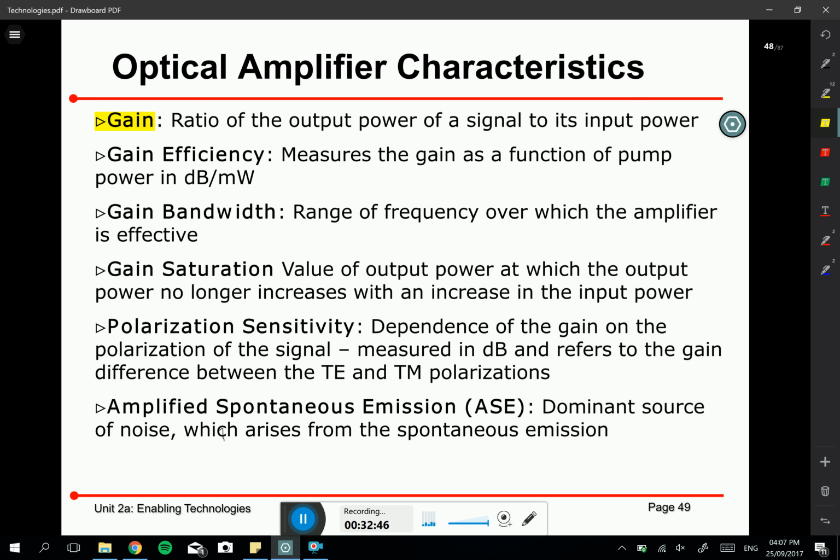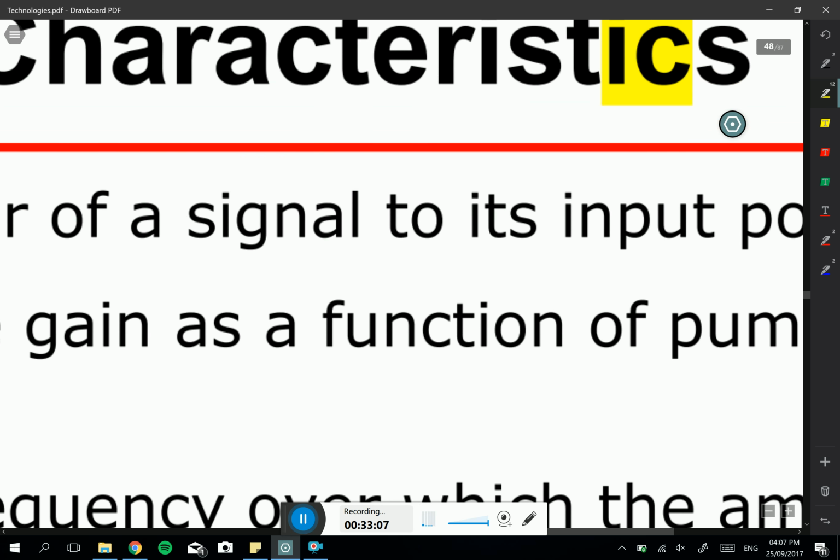I have a signal arriving with power small p. I have my amplifier. In output, I have the power G multiplying P. G obviously is the gain. Okay? The ratio between the output power and the input power of the amplifier. Very simple.